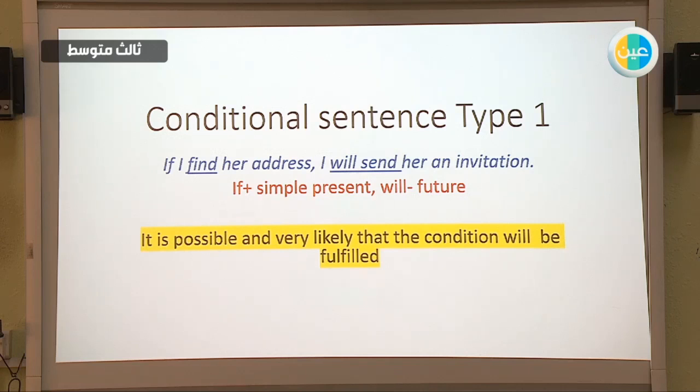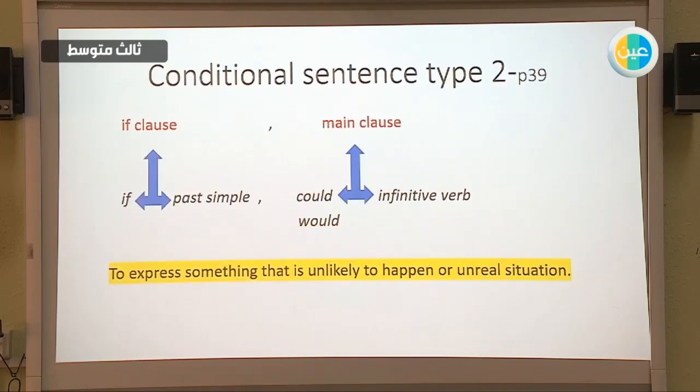Our lesson today is going to talk about the conditional sentence type 2, which is on page 39. So to form the conditional sentence type 2, we're going to use in the if clause if plus past simple verb. In the main clause, we're going to use could or would plus infinitive verb. When do we use it? To express something that is unlikely to happen or an unreal situation or imaginary situation.